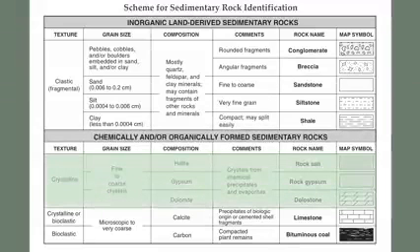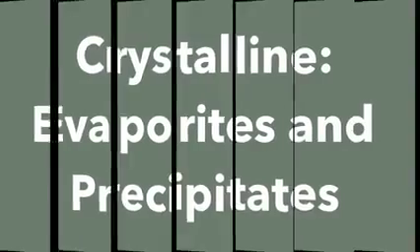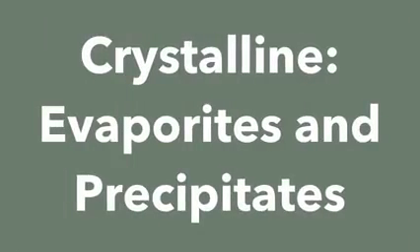First off, the crystalline rocks, seen here on the reference table. So these are under a column that says chemically or organically formed sedimentary rocks. So these are not necessarily from compacted sediments. In fact, the crystalline ones form in an entirely different way. So crystalline sedimentary rocks are known as evaporites or precipitates. And what that means is that they form as a result of some sort of chemical process. Let's take a look at some examples.